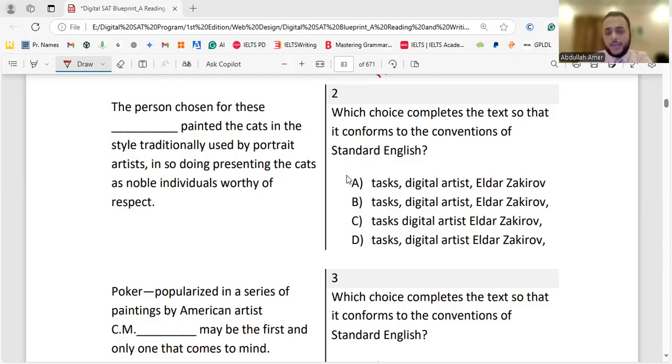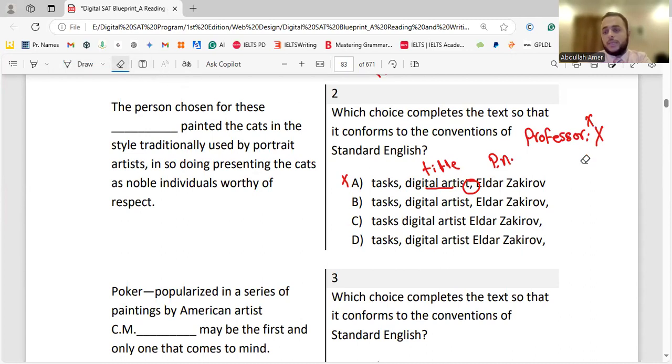So what's wrong with A? A is wrong, actually, because digital artist is a title and Eldar Zakirov is a proper noun. So if I have a title and a proper noun, I don't have to add any punctuation between the title and proper noun. And we'll see that later. So for example, Professor X, I don't have to add a colon. I don't have to add a comma. I don't have to add anything. So it's Professor X without anything in between. Okay?